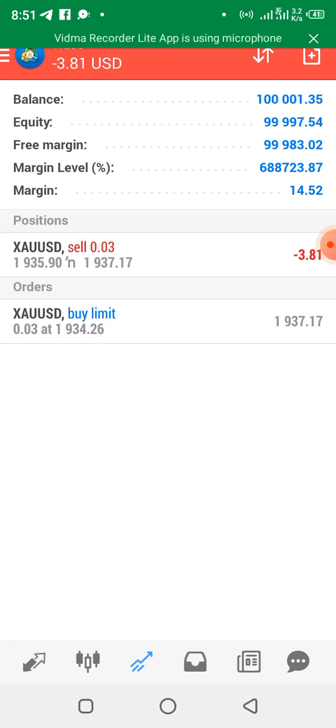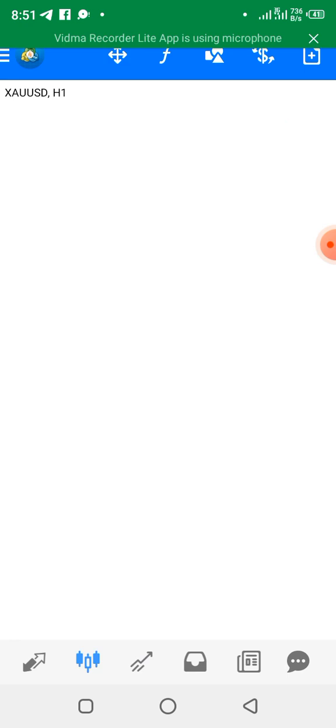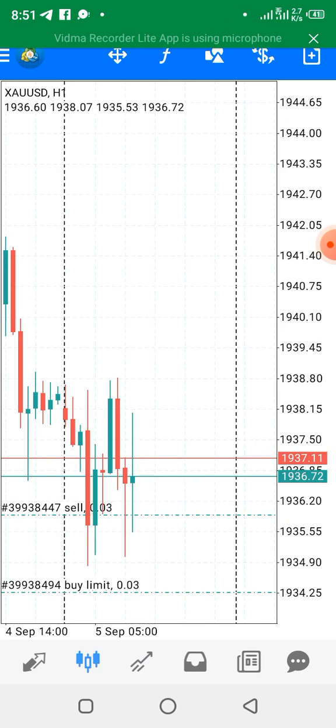Why is it not activated? This one is reading minus $3 and something cents, but this other one is dormant. Why? Because it is not yet live. Okay, go to the chart. When you go to the chart, you will see it here.